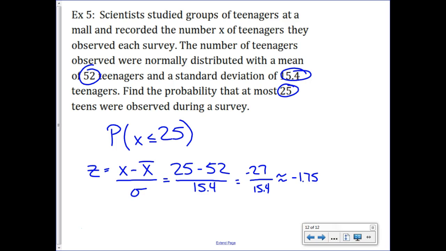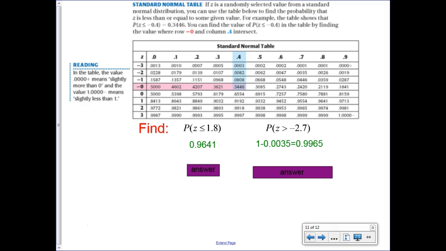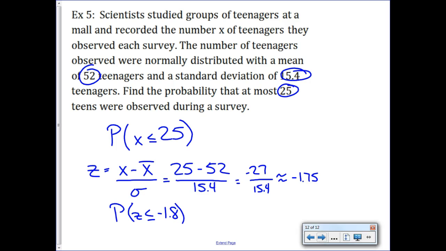Our table only goes to tenths, so I'm going to go ahead and round that to negative 1.8 just to look up in the table. So now, instead of x is less than or equal to 25, I want to know the probability that z is less than or equal to negative 1.8. So go back to that table. I'm going to flip back here and find negative 1.8, and I get 0.0359, or 3.59%.